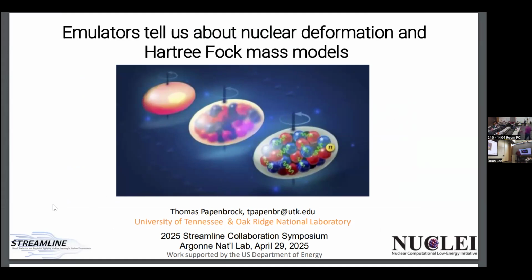Great. Okay, so we've saved our best talk for last. Thomas Papenbrock from UTK and Oak Ridge will talk about emulators, tell us about nuclear deformation and Hartree-Fock mass models. Thank you, but I doubt that, Dean. And I know I stand between lunch and driving away, so I'm conscious about that.